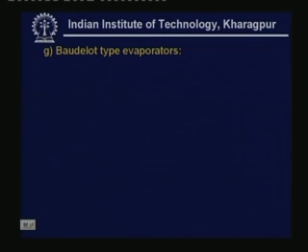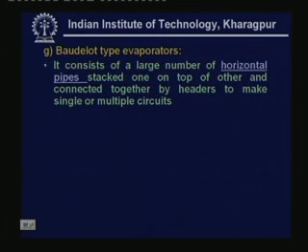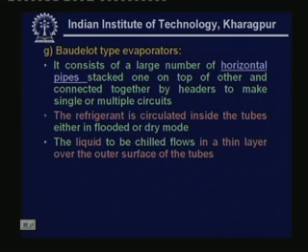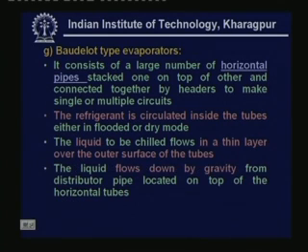This is what is known as Baudelot type evaporators. This kind of evaporator consists of a large number of horizontal pipes stacked one on top of the other and connected together by headers to make single or multiple circuits. The refrigerant is circulated inside the tubes either in flooded or dry mode. That means you can have flooded evaporator or dry expansion type evaporator. The liquid to be chilled flows in a thin layer over the outer surface of the tubes. The liquid flows down by gravity from a distributor pipe located on top of the horizontal tubes.